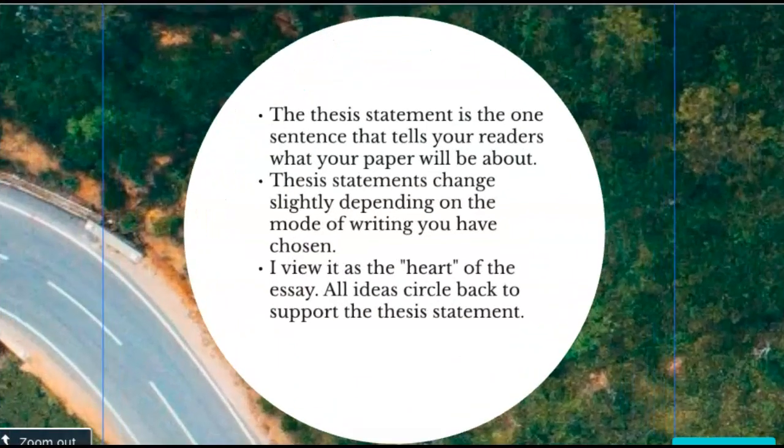The thesis statement is that one sentence that tells your readers what your paper will be about. Granted, your thesis statement may change a little bit depending upon what type of paper you have. If you have a narrative, it might be a little different as opposed to reporting information or even an argumentative paper in which you are required to share your opinion. So a little different depending upon what type, but basically I view it as the heart of the essay. All ideas circle back to support the thesis statement.